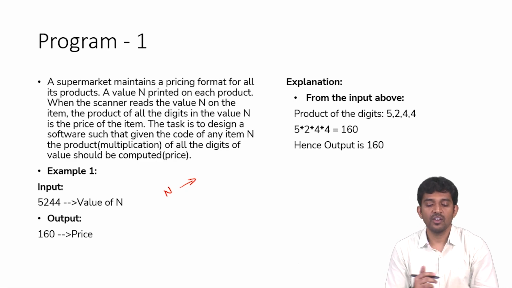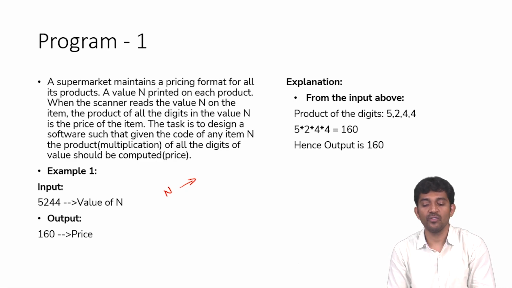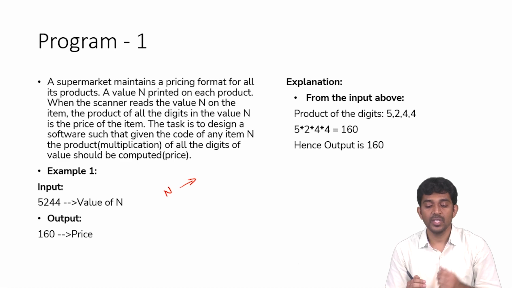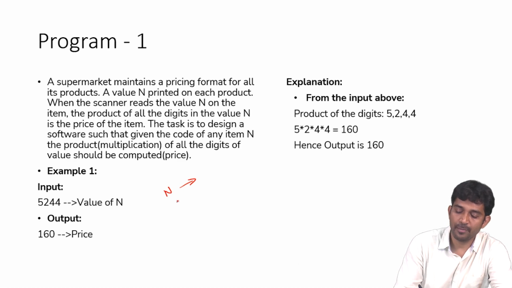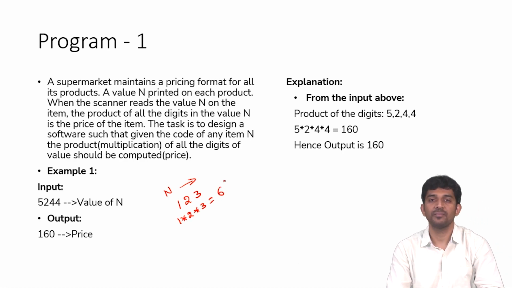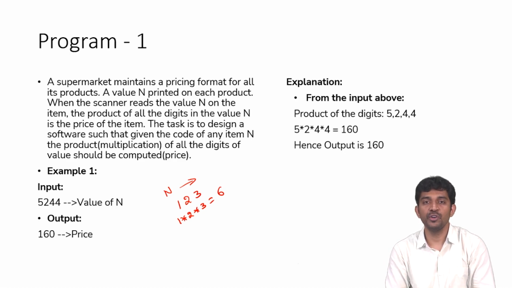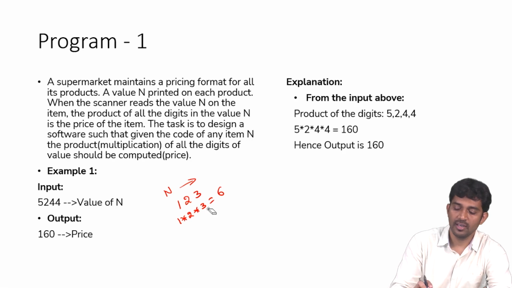Like that. When the scanner reads the value n on the item, the product of all the digits in the value n is the price of the item. For example, if the n value is 123, then the result is 1 into 2 into 3, which is 6 rupees. That is the code you need to implement here. Got it? That's all, nothing else.